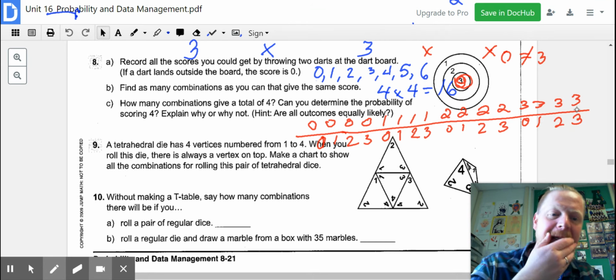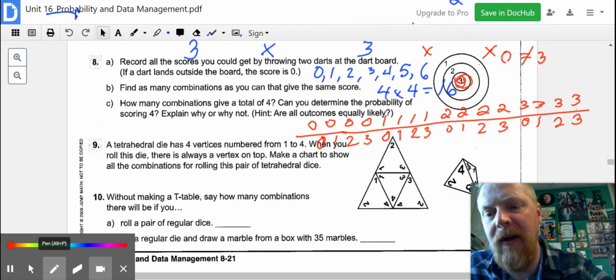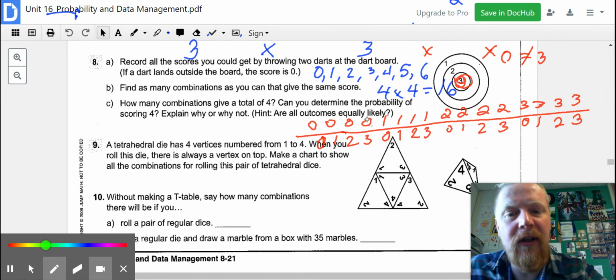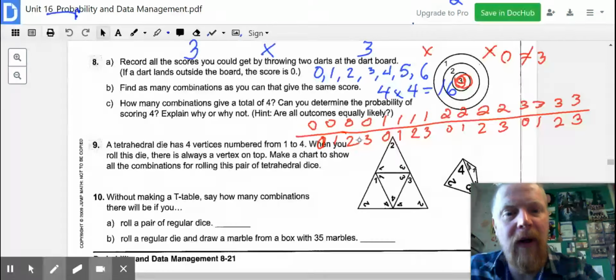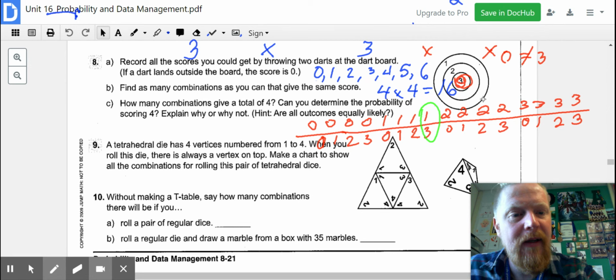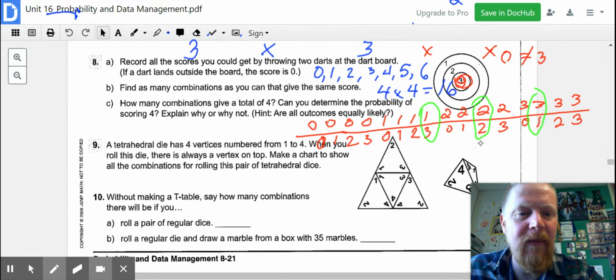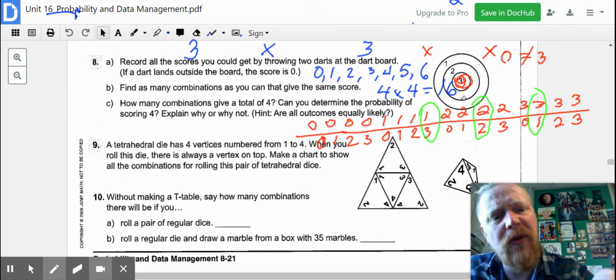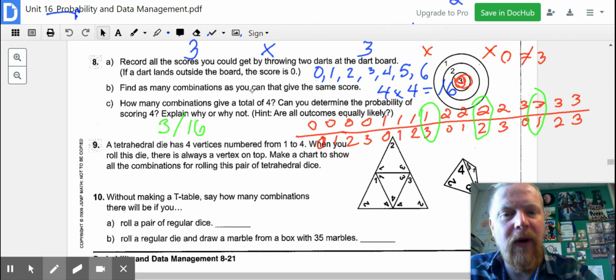Now this is actually really handy to have different color markers, because then I can highlight or circle all of the numbers that add to 4. So I know that 1 and 3 add to 4, 2 and 2 add to 4, 3 and 1 add to 4, and that's it. Those are the only numbers that add up to 4 out of all the 16 outcomes. So out of all the different combinations, 3 out of 16 add to 4.